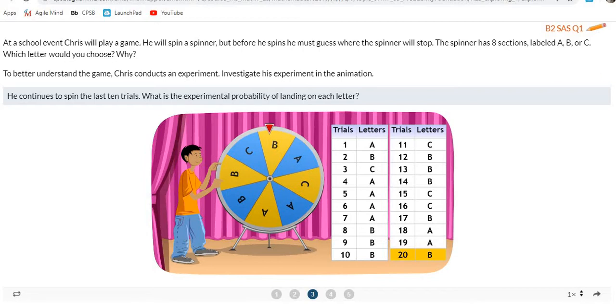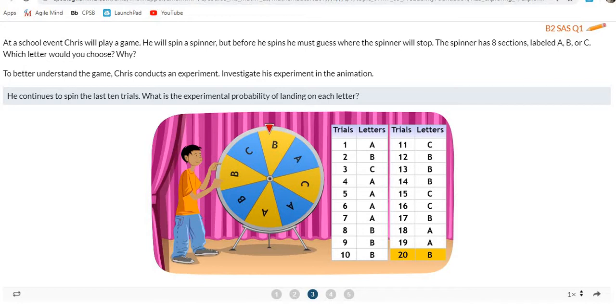Theoretically, we said C should be in last. Did that happen? Yes, and the other one did too, with the 20 tries. And we said A and B should be close to tying for first. Are they pretty close? Yes, they're 2 away from each other. It's pretty close. If I did this spinner 100 times, it should be really, really close.